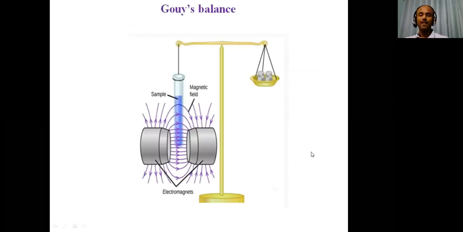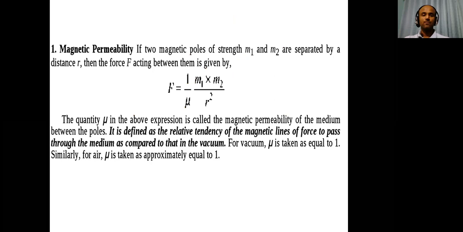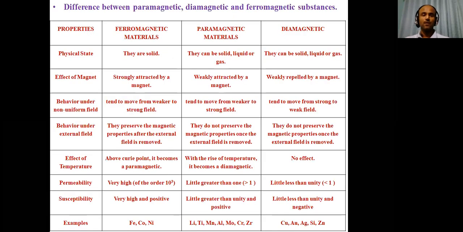This is a Gauss balance. This is used in the measurement of magnetic property. So before that, we will discuss some classification of substances on the basis of magnetic property.